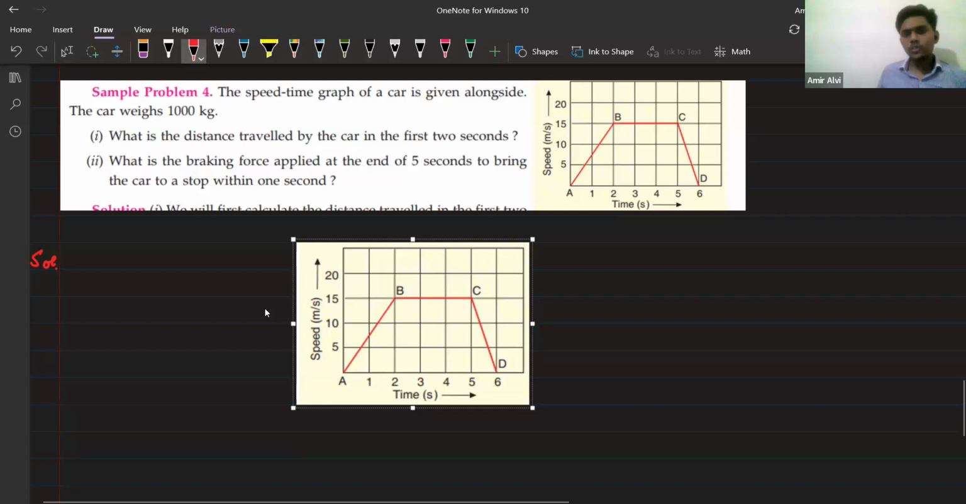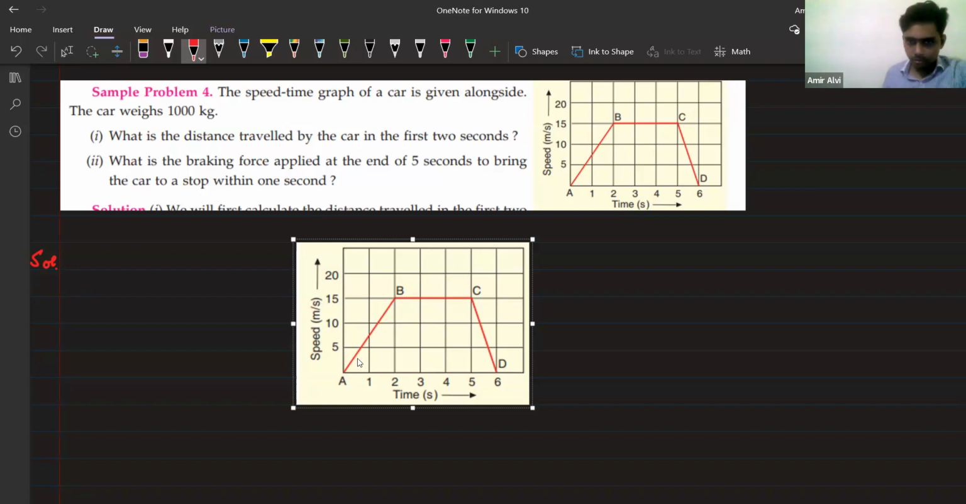Okay. So as you can see, this is a speed time graph. So basically the significance of speed time graphs are two. First is slope, second is area, right? Now let's analyze. So basically the object has started from the position A, from the origin. It means that the initial velocity was 0.